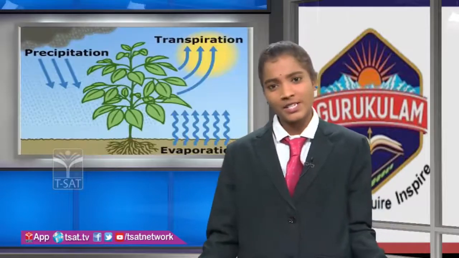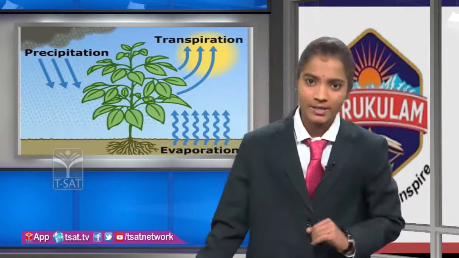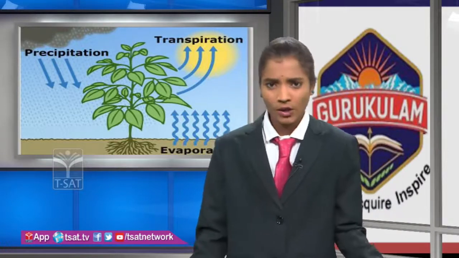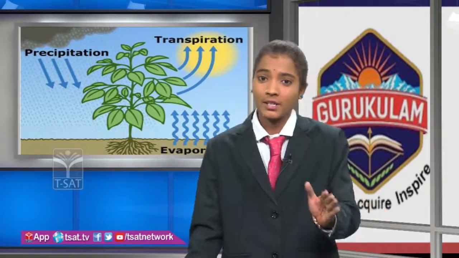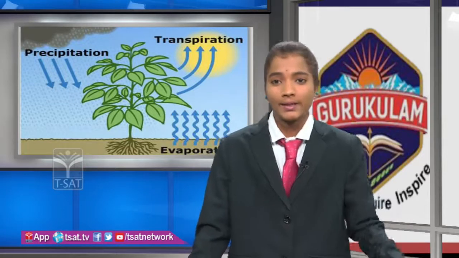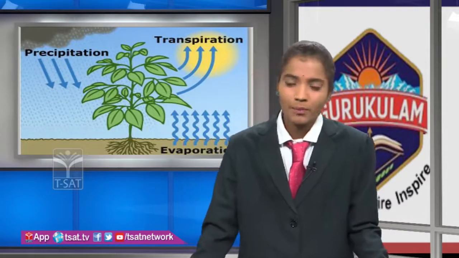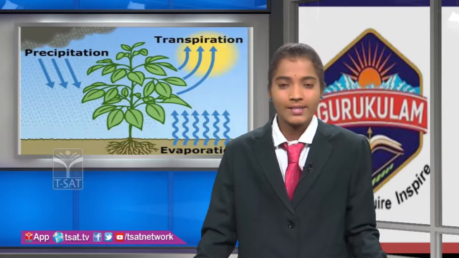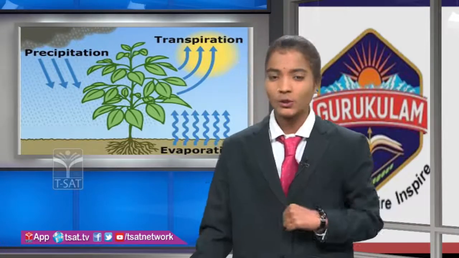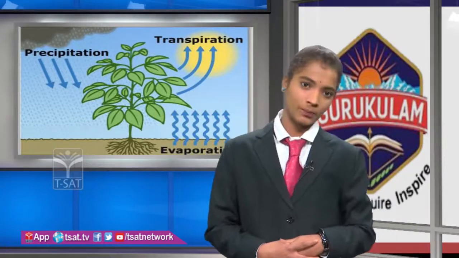Let's know the difference between transpiration, evaporation and precipitation. As we know, evaporation is the process in which liquid is changed to gas. It occurs when the temperature increases. When the temperature is increased, the evaporation process also increases. It happens through nature. Transpiration is the process in which the plant absorbs water by the roots and releases the water to the atmosphere.